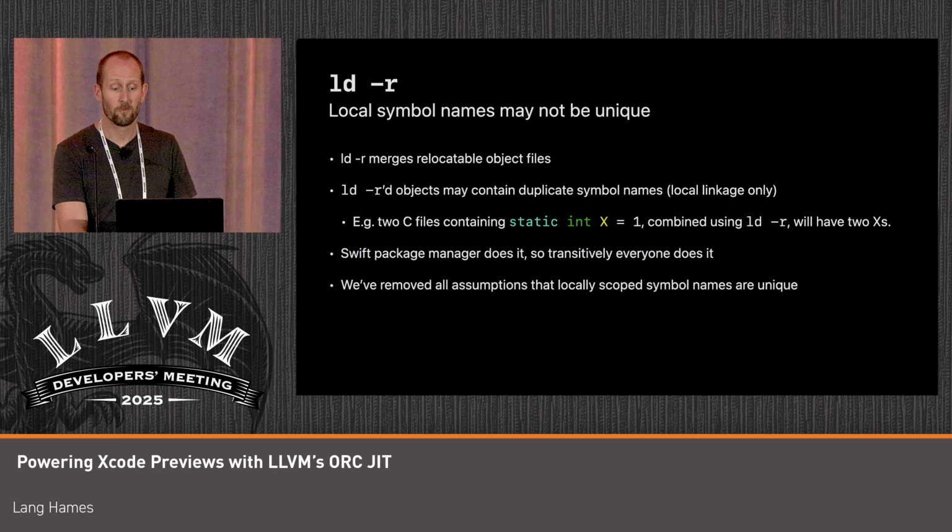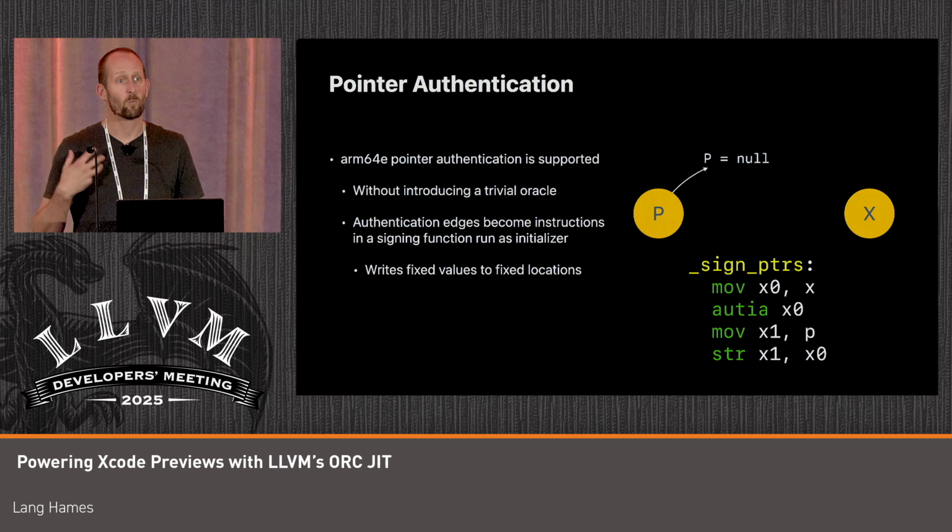What we do is we install a linker plugin, and every time we see an authentication edge in our object files, our plugin replaces that with a null pointer and it creates some instructions in a signing function that's run as a static initializer. And in this signing function, we're writing a fixed address with the signing bits attached into a fixed location. So my claim, at least, is that we can't use this as a general oracle. I'm waiting for a security person to tell me I'm wrong.